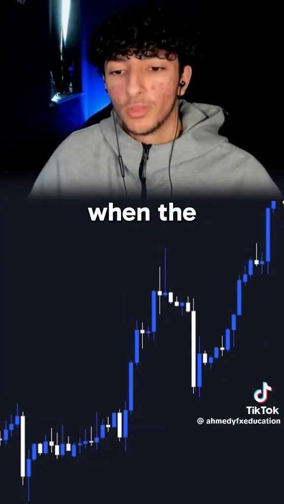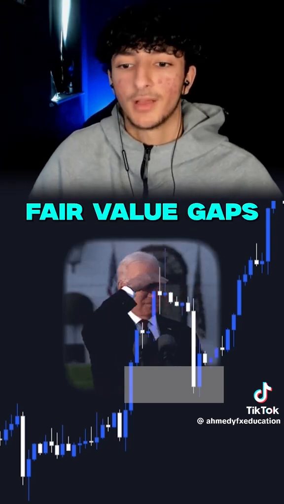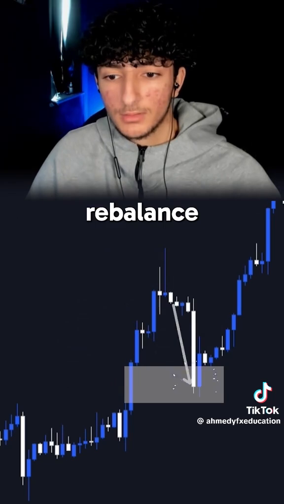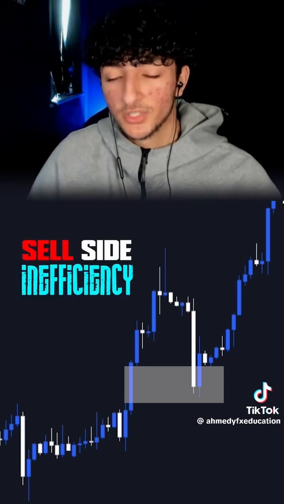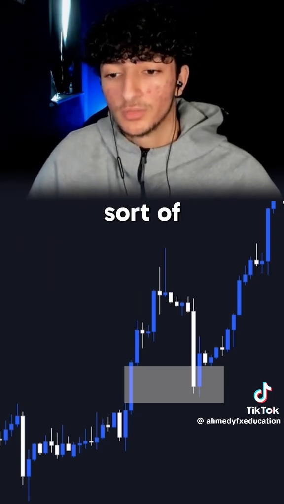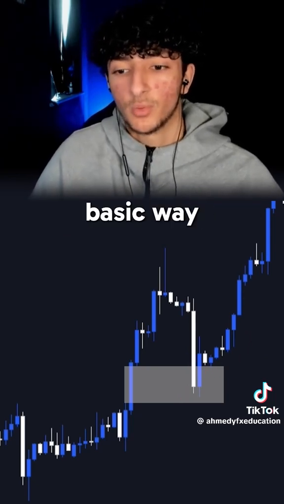So knowing what you know on the bearish fair value gaps, what could we expect price to do when we see these bullish fair value gaps in the market? Come back and rebalance it. Perfect. So we can expect price to want to come down because it's a sell side inefficiency and then create some sort of reaction to then go up. And this is how we can use fair value gaps in the most basic way in our trading.